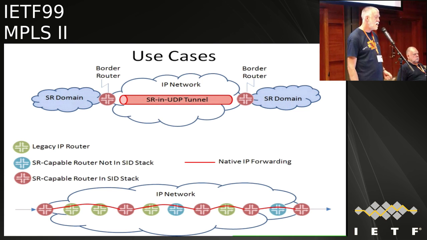The more entertaining case is where you've got an IP network with three types of nodes: legacy IP routers that don't do SR, SR-capable routers that you're not actually addressing in the SID stack, and SR-capable routers that you are addressing. And so you're essentially doing big hops across the network, hopping over the legacy routers by just routing through them, hopping over the SR-capable routers you don't care about, and then actually doing SR processing at what are the red nodes in this map.